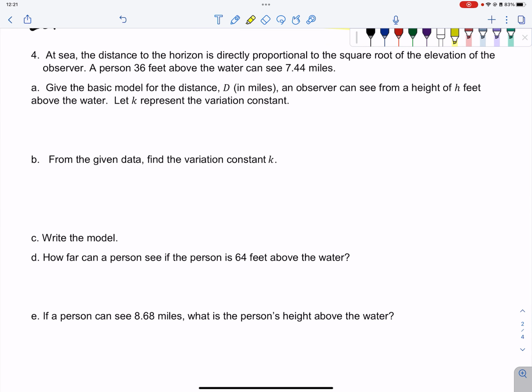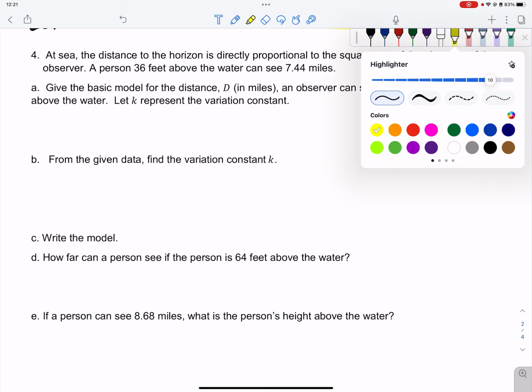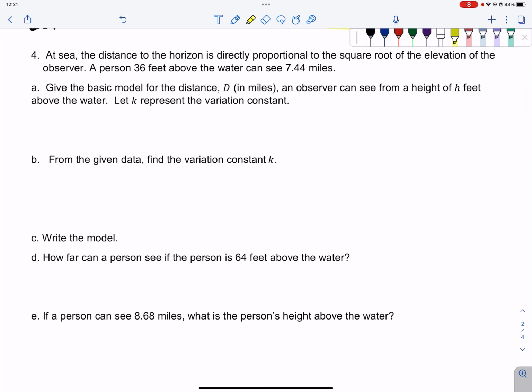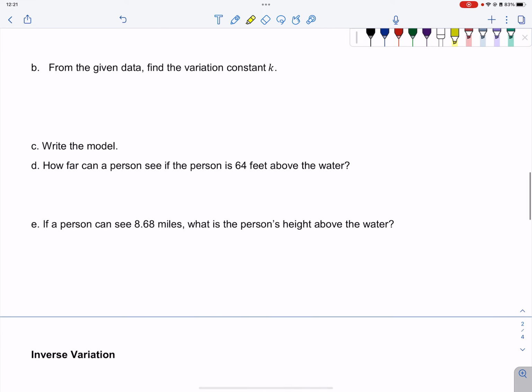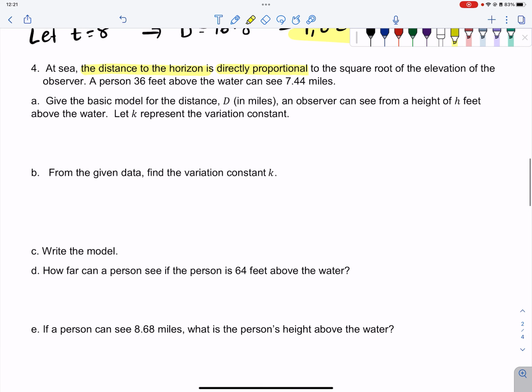We have one more example to work through. In this one, we are told that the distance to the horizon is directly proportional to the square root of the elevation of the observer. And a person 36 feet above the water can see for 7.44 miles.